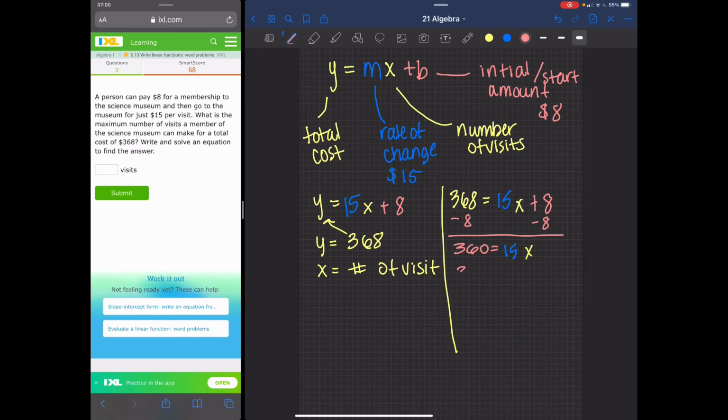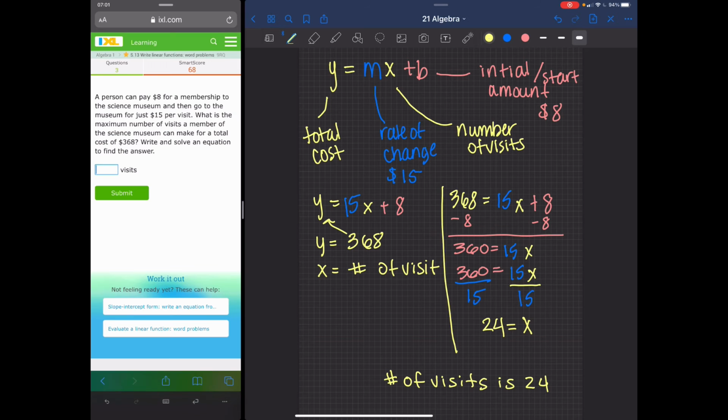So then I get 360 divided by 15 equals 15x divided by 15. And we divide 15 from both sides. So then x equals 24. So again, x was the number of visits. So the number of visits is 24. And we can enter that in.